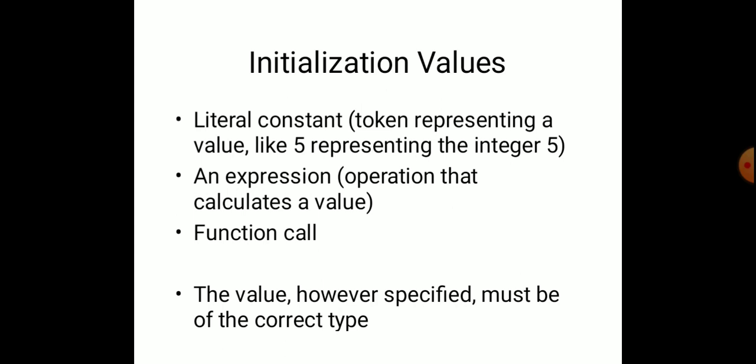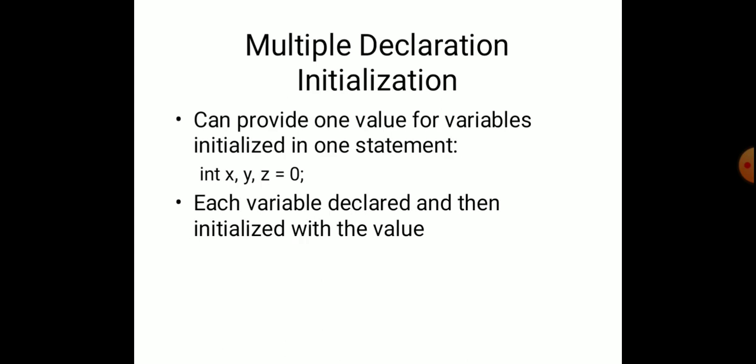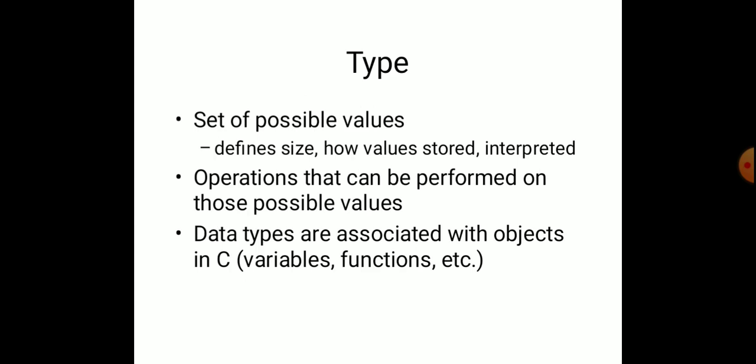Initialization values can be a literal, a constant, an expression, or a function call. The value, however specified, must be of the correct type. Multiple declaration and initialization: one value can be provided for variables initialized in one statement. For example, int x, y, z = 0; each variable is declared and then initialized with the value.